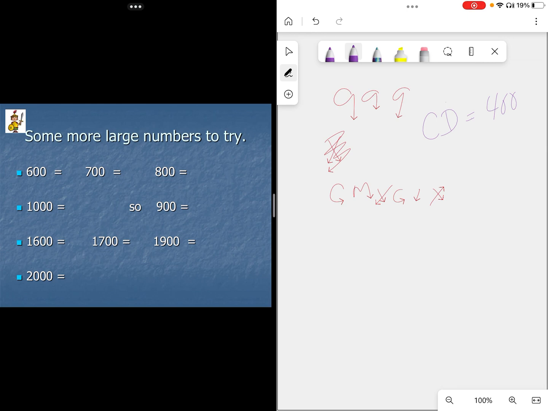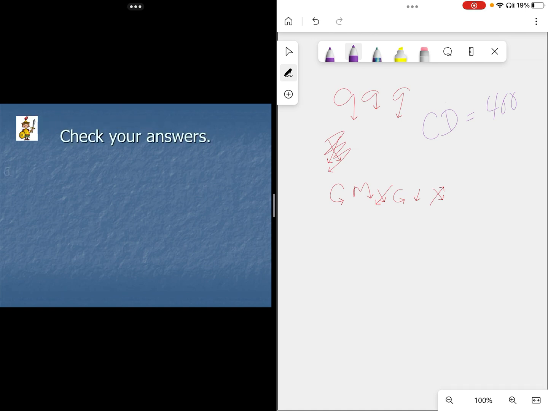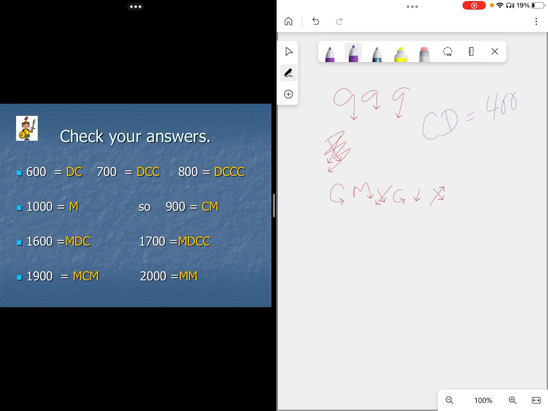All right, pause the video, see if you can figure these out. I'm assuming you paused the video, so here we go. 600 is DC. So DC is equal to 600 because the D is in front of the C. DCC is 700. DCCC is 800. 1000 is the letter M. So CM is 900.